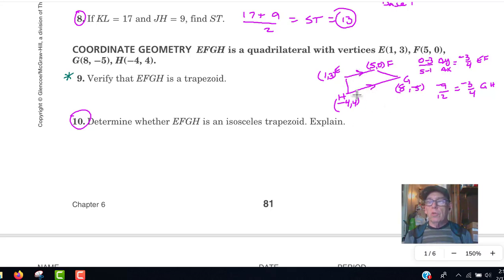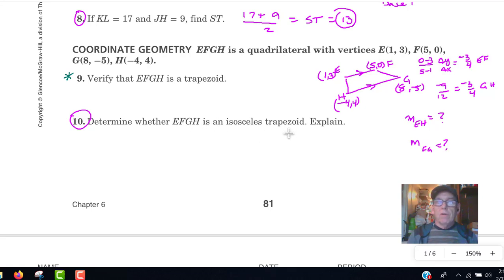Now, to be sure that this isn't a rectangle or a parallelogram, we would also need to check for the slope of EH. And we also need to check for the slope of FG. So that's what you need to finish up on. And if these slopes also end up the same, we have a parallelogram and it's not a trapezoid. If these slopes end up different, then we do have a trapezoid, because we would have exactly one pair of parallel sides. Let's look at number 10.